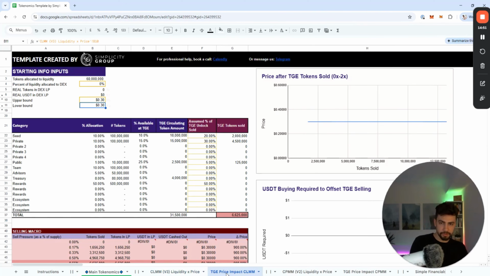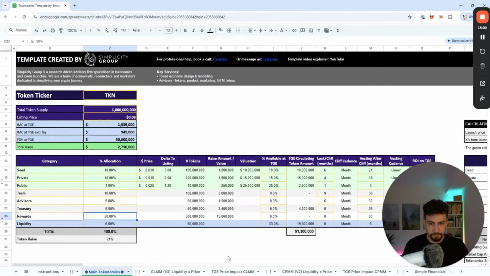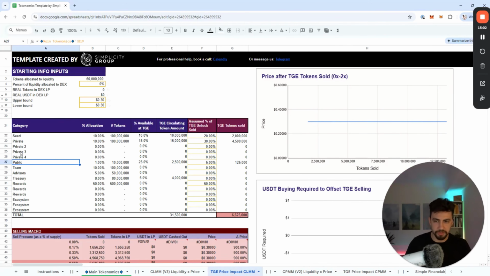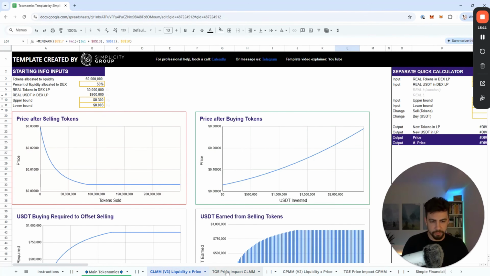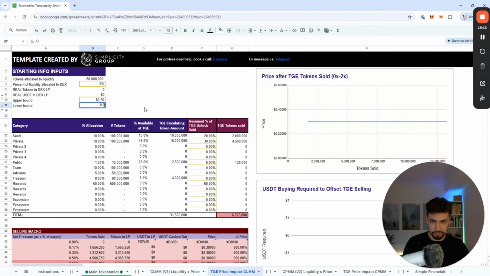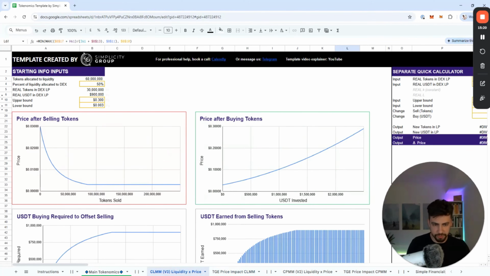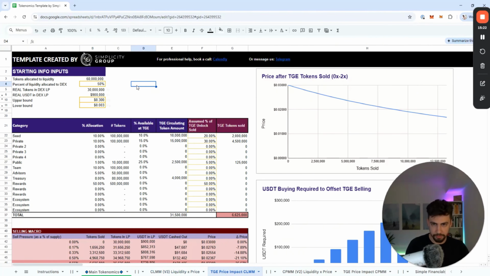Now, over here, we have what happens with your actual tokenomics. This, as you can see, is just taken from the main tokenomics page from over here. Obviously, all the rows we didn't hide yet, as we did in the other page. So just ignore that. The idea here is, let's say we have the same upper bound and lower bound. So let's say the upper bound is 3. This will be 0.003. Let's make this like that. And again, let's allocate however much we're allocating. So 50%. There you go.